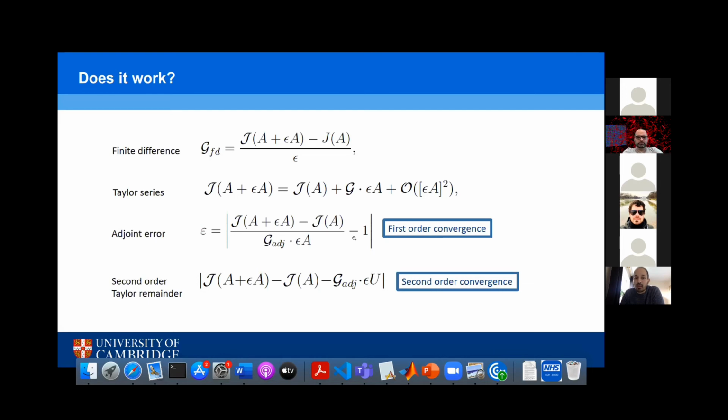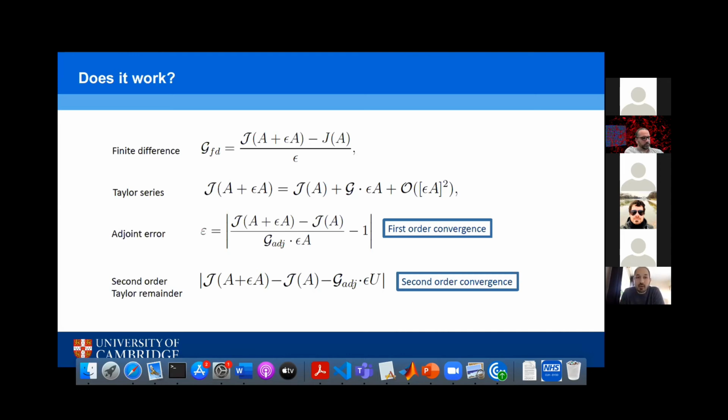And this expression epsilon, when we subtract it from 1, will give us the error in the adjoint gradient. Another check is the second order Taylor remainder, which, if we again rearrange the expression in the second line, we can see that this expression here should have second order convergence if our gradient from the adjoint is correct. So these are the two things that we will use to check if our adjoint gradient is correct or not.